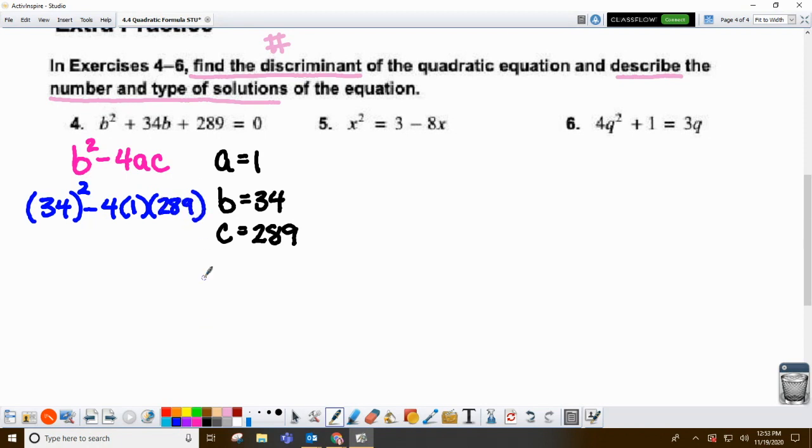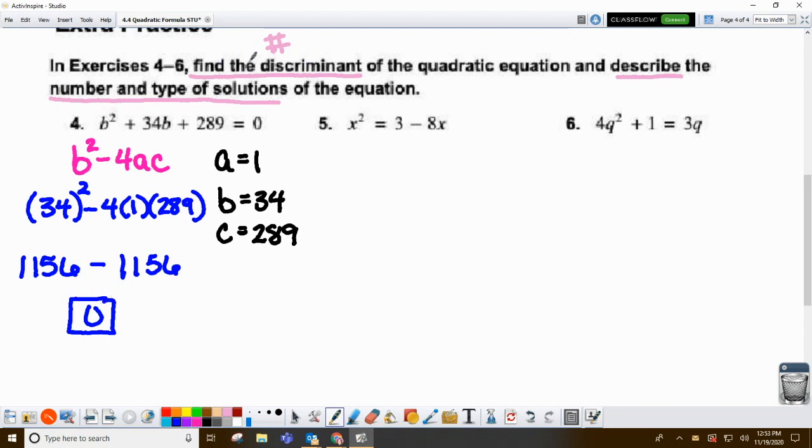Okay, off the top of my head, I could not tell you what 34 squared is. That's not one I use often, so I'm going to go ahead and plug that into the calculator. That ends up being 1156. Let's try that again. 1156 minus 4 times 1 times 289. So 4 times 289 is also, imagine that, 1156. So 1156 minus 1156 is 0. The value of the discriminant is 0.